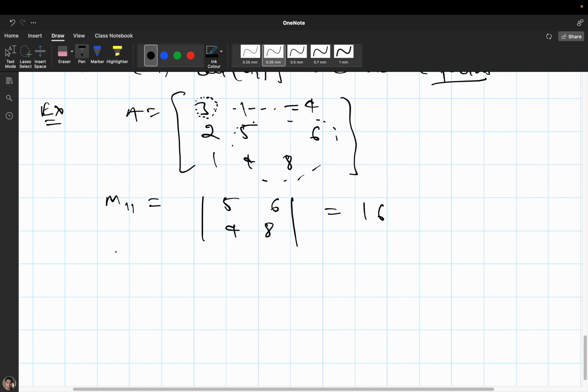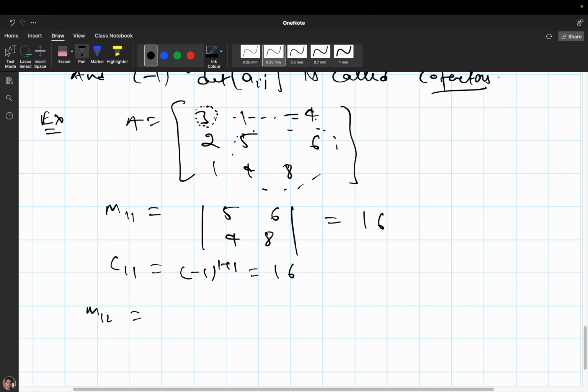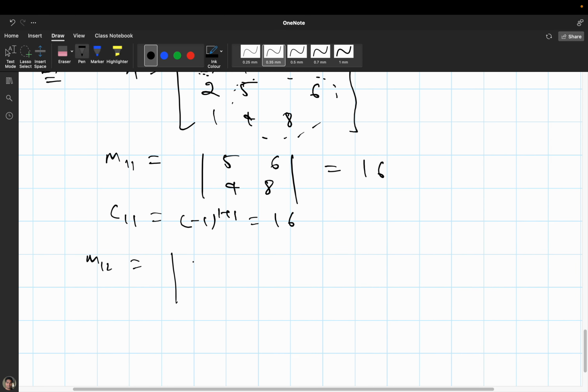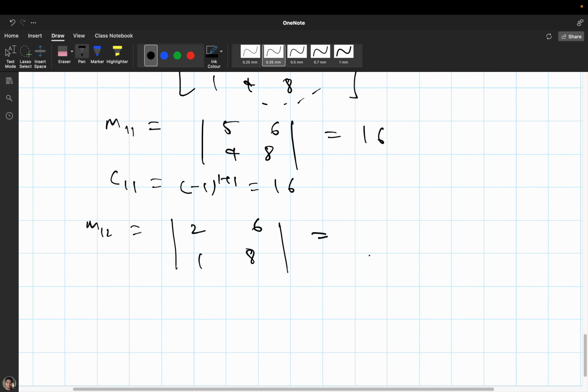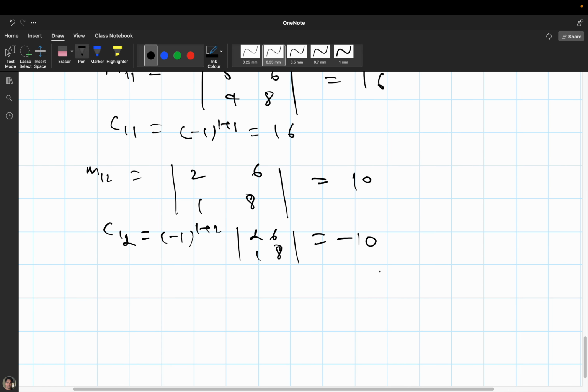Now I want to determine the cofactor. The cofactor is minus 1 raised to the power 1 plus 1, which is exactly equal to 16. Similarly, if I want to calculate M12, I ignore this row and this column, so you get 2 6, 1 8, and that value is 10. And the cofactor C12 is minus 1 raised to the power 1 plus 2, so that value will be minus 10.